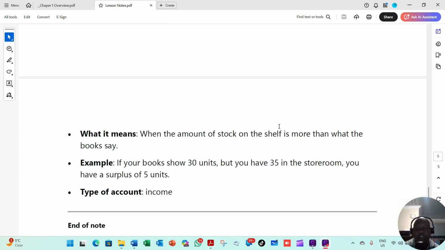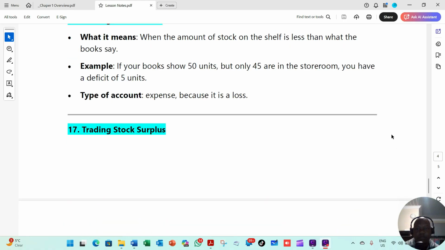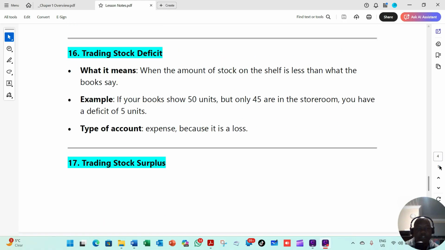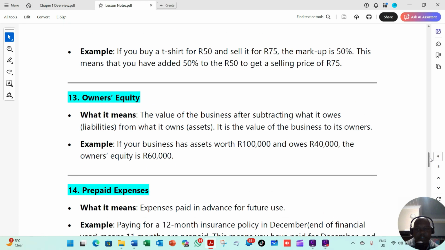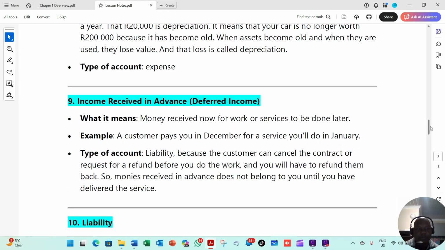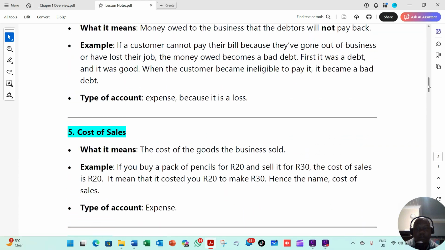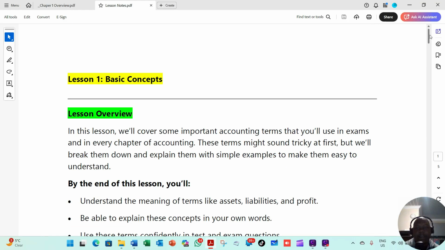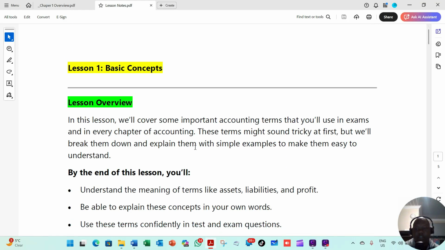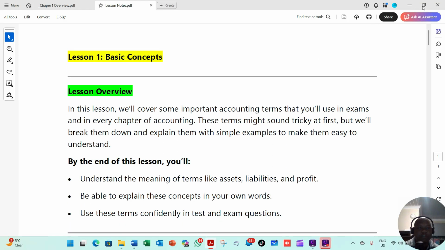The next lesson is about the rules of debit and credit. So we're going to learn of these accounts: when do you debit it and when do you credit it? There are a lot of accounts in accounting, so you should know when to debit, when to credit an account.